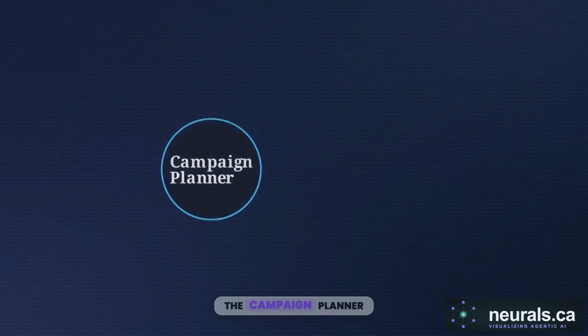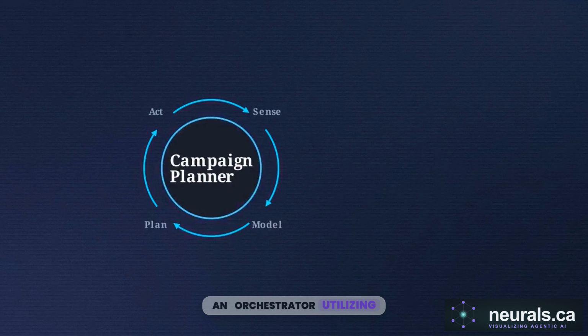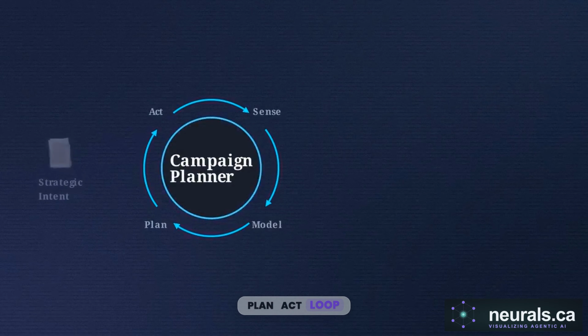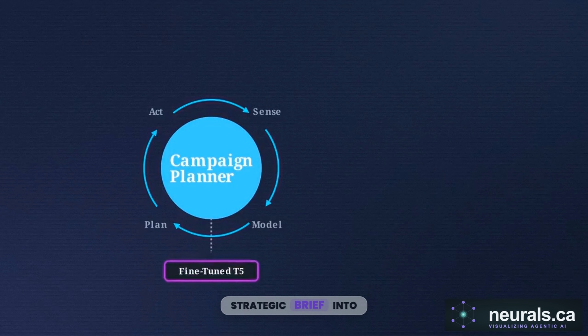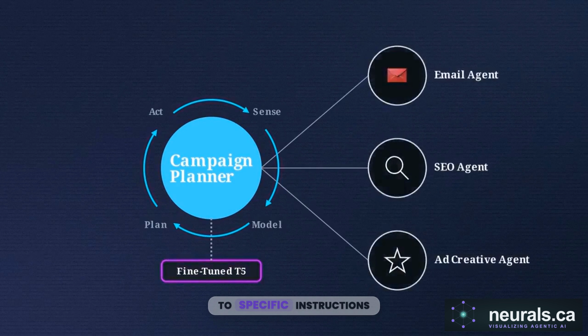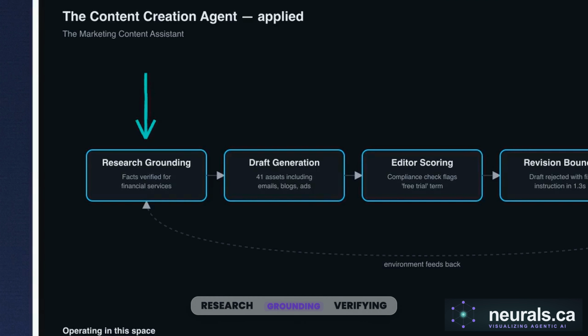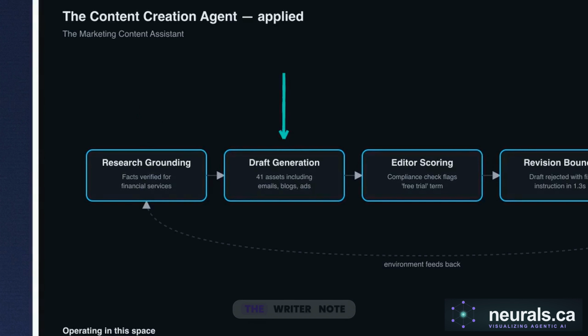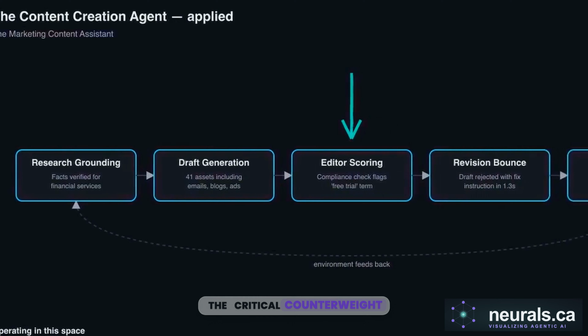Everything starts with the campaign planner, an orchestrator utilizing a sense, model, plan, act loop. It decomposes a strategic brief into specialized tasks. Instead of writing copy, it maps parameters to specific instructions, simultaneously launching the email, SEO, and ad workflows. This pipeline begins with research grounding, verifying facts via search, a legal necessity. Next, it hits the writer node, optimized purely for narrative to reach the most compelling line. Finally, the editor acts as the critical counterweight, refusing to commit drafts failing brand guidelines.